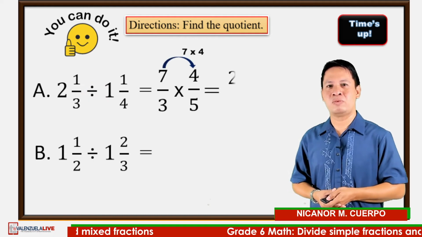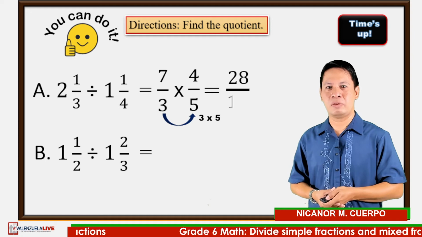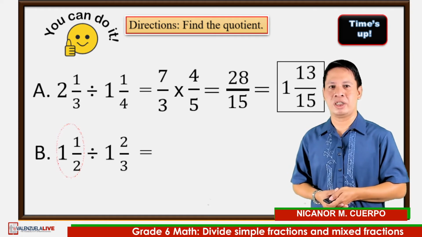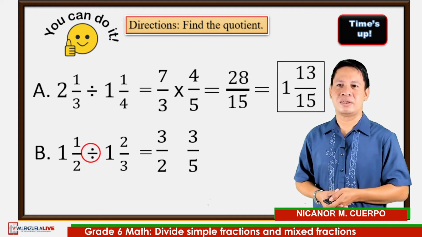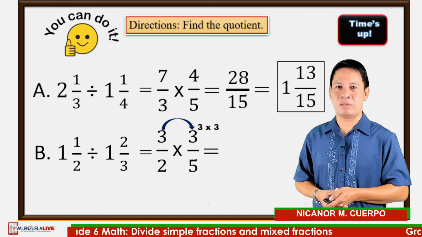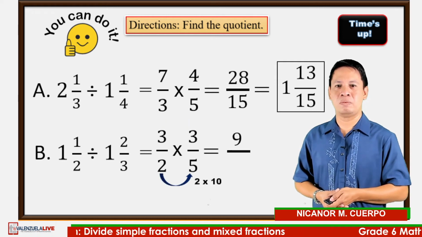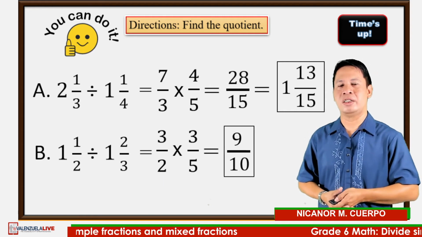So 7 times 4 equals 28. Then 3 times 5 equals 15. The lowest term, 1 and 13 over 15. For letter B, 3 times 3 equals 9. Then 2 times 5 equals 10. So the answer is 9 over 10.